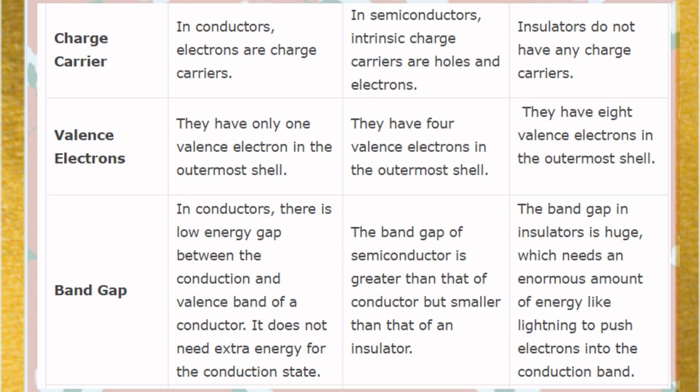Valence electrons. Conductors have only one valence electron in the outermost shell. Semiconductors have 4 valence electrons in the outermost shell. Insulators have 8 valence electrons in the outermost shell. Band gap. In conductors, there is a low energy gap between the conduction and valence band. It does not need extra energy for the conduction state. The band gap of a semiconductor is greater than that of a conductor but smaller than that of an insulator. The band gap in insulators is huge, which needs an enormous amount of energy supply to push electrons into the conduction band.